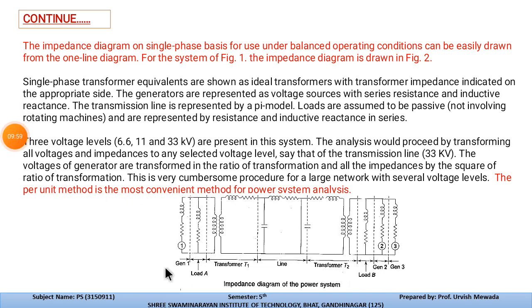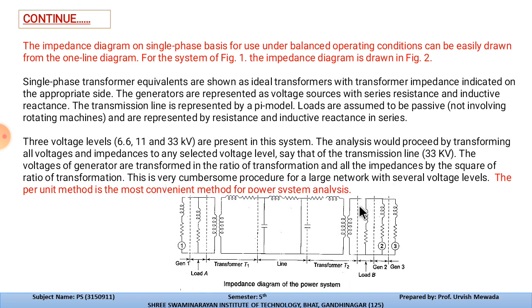So from this you can differentiate the one line diagram and the impedance diagram of the power system. In the one line diagram, we indicate all the devices which are connected in the power system, say transformer, circuit breaker, generator, then transmission line. And in the impedance diagram, we draw all the components in terms of their impedances, so that we can easily calculate the per unit values of a particular power system.